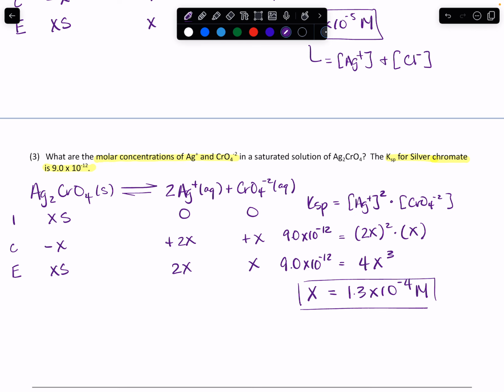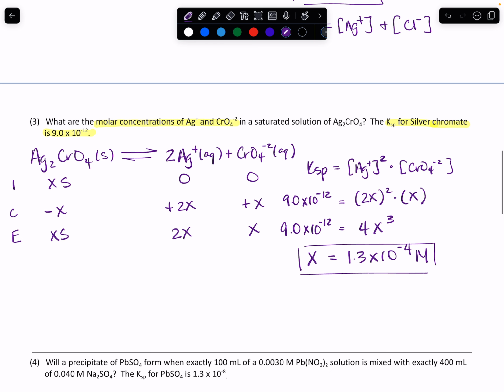All right, that seems like a lot. 1.3 times 10 to the negative 4th molar. So if we come over here, that is actually going to equal the concentration of chromate. And then we're going to have 2.6 times 10 to the negative 4th molar for the silver.